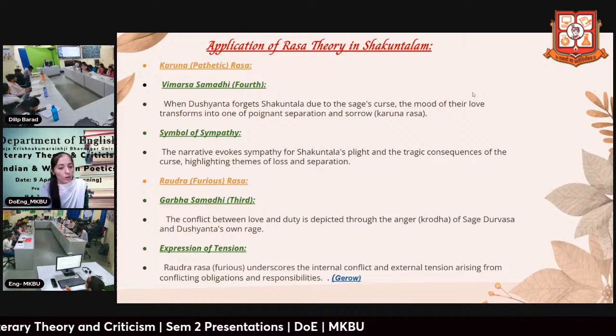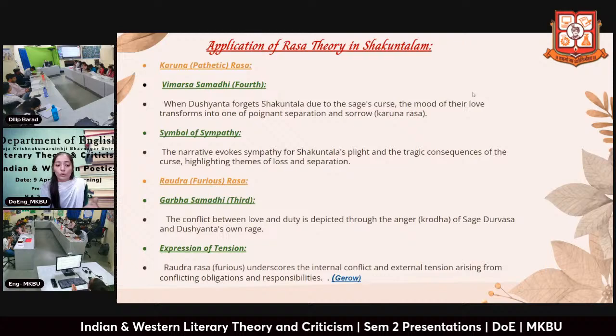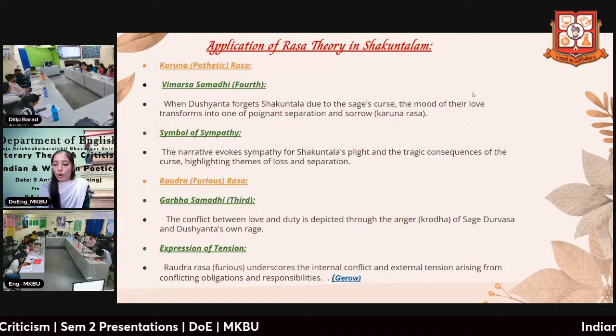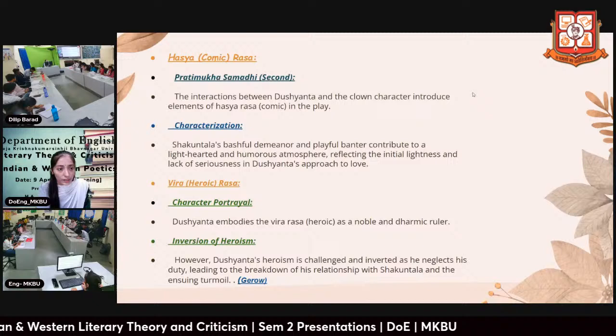Next one is Rodra, the furious rasa. We can find it in Garbha Samadhi in the third act, in the inner conflict within Dushyant, choosing between love and duty. Another is the anger of sage Durvasa, which creates tension and conflict in the play, external as well as internal. This I have also taken from Edward Drew's article.